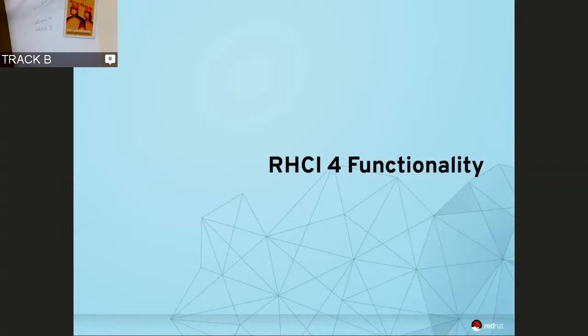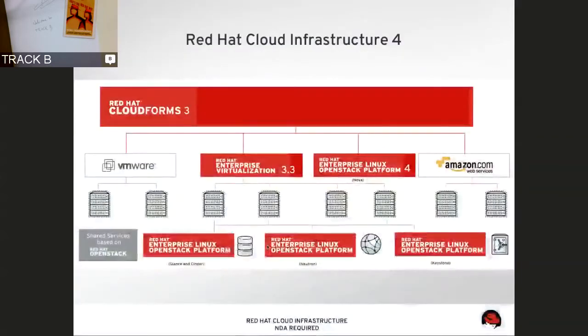All right. So RHCI 4. What I want to do first is talk about what's in RHCI 4, and then what integrations we've already performed inside RHCI 4. So RHCI 4 is a combination of Red Hat CloudForms 3, as you see on this slide, Red Hat Enterprise Virtualization 3.3, and Red Hat Enterprise Linux OpenStack Platform 4. Those are the versions of the pieces that we're shipping today.